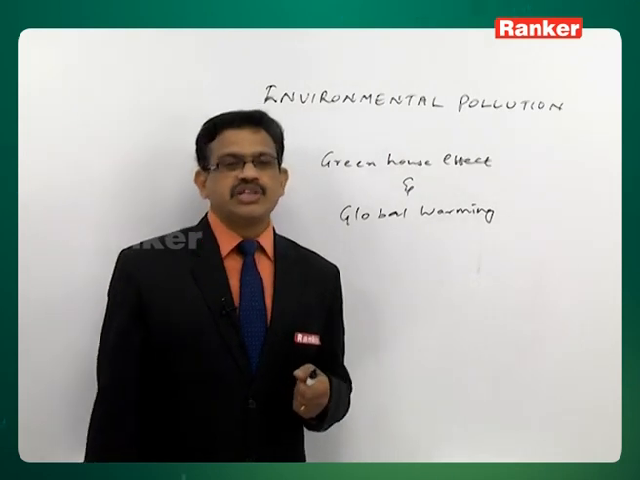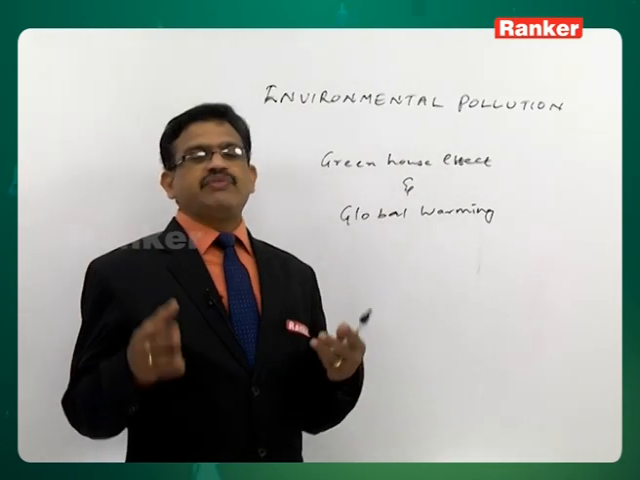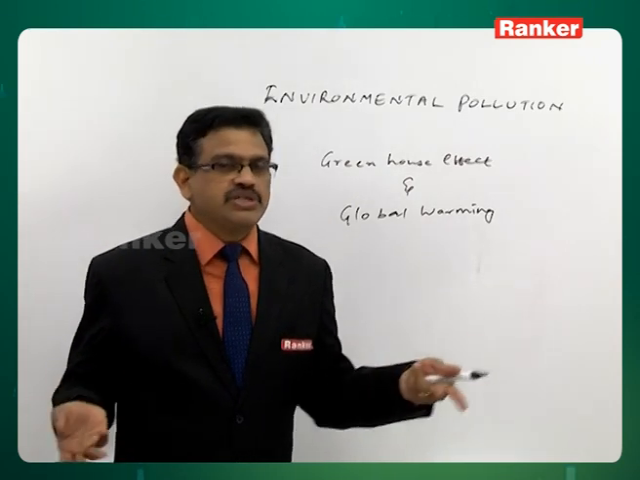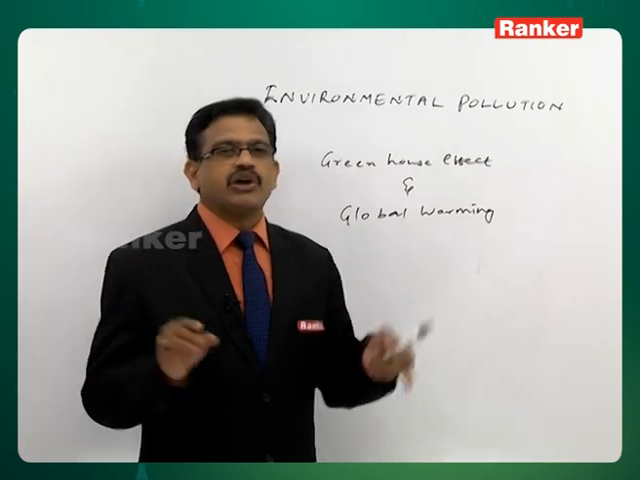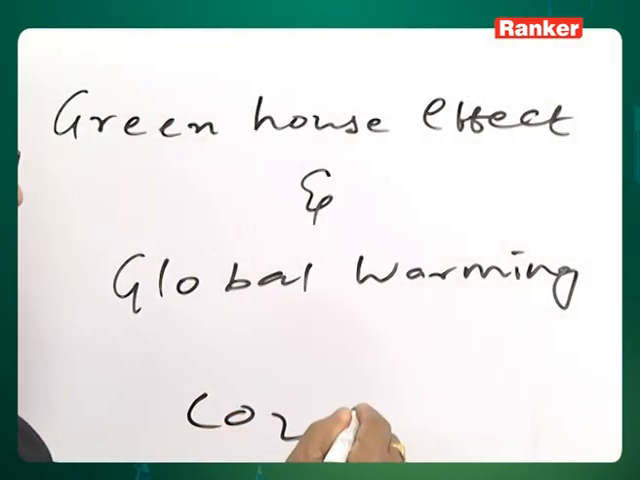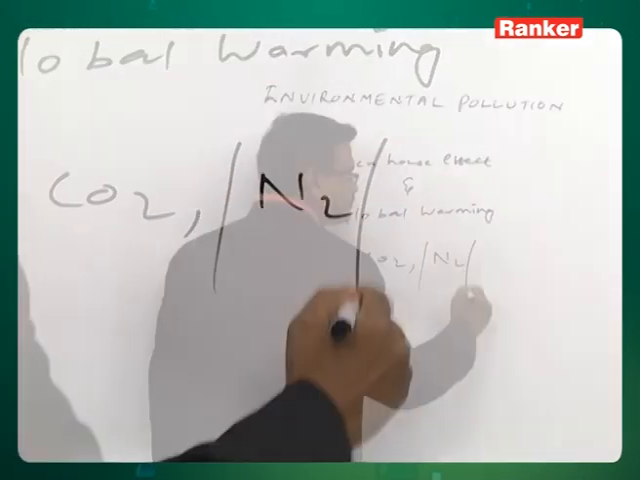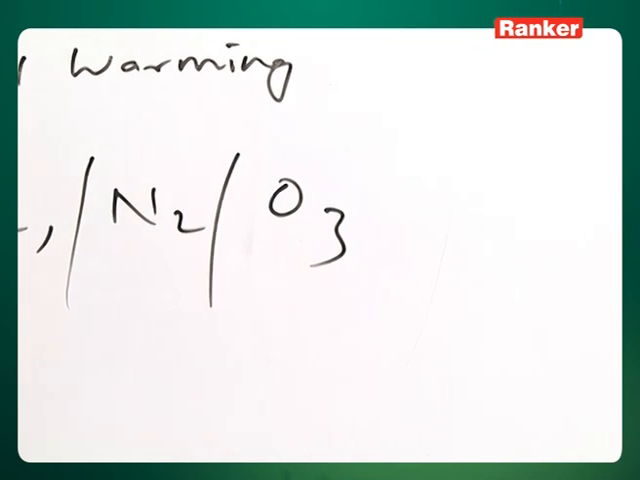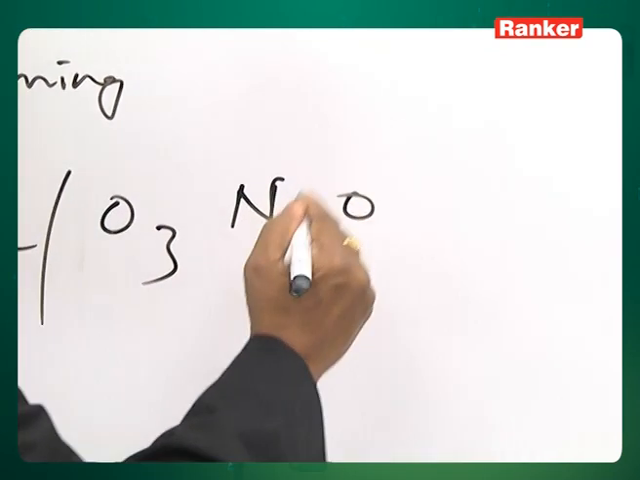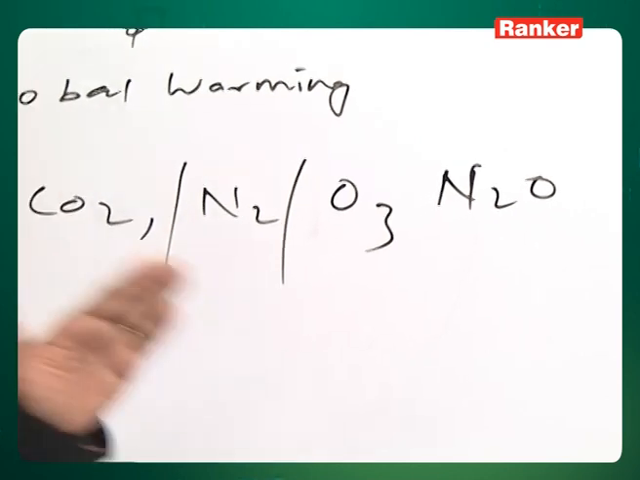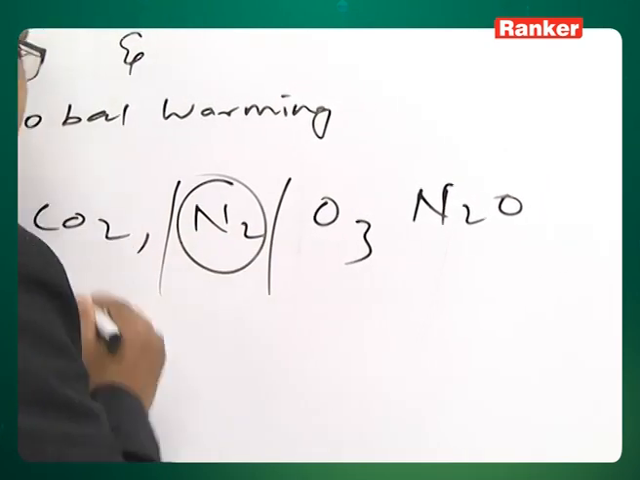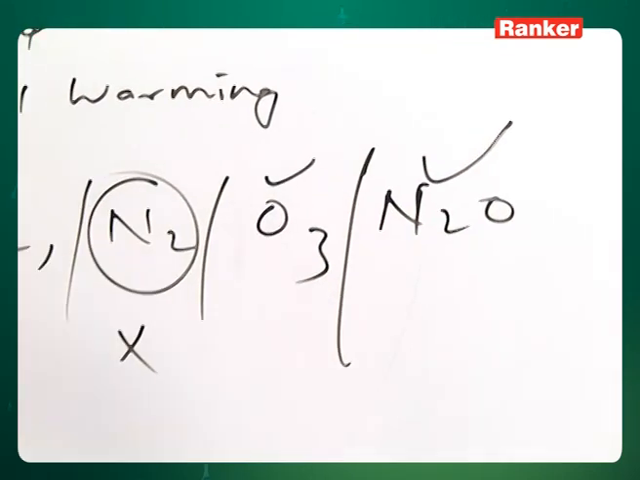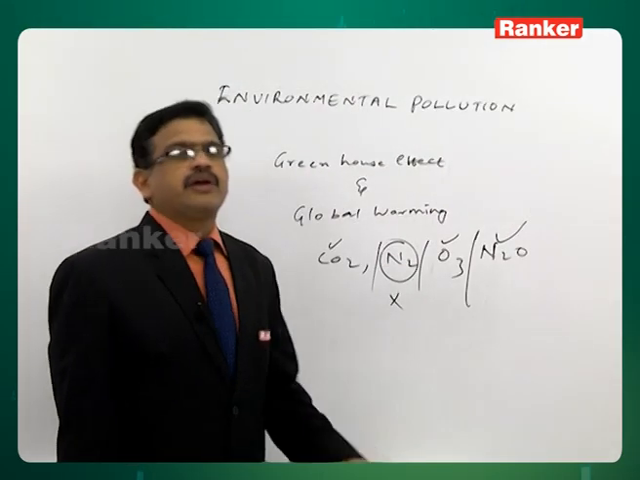If a question comes like this, which of the following is not a greenhouse gas? The options are given like this: CO2, N2O, ozone, N2. So if the question comes like this, which of the following is not a greenhouse gas? This is a greenhouse gas, this is a greenhouse gas, this is a greenhouse gas, but N2 is not a greenhouse gas; it is not causing any greenhouse effect.